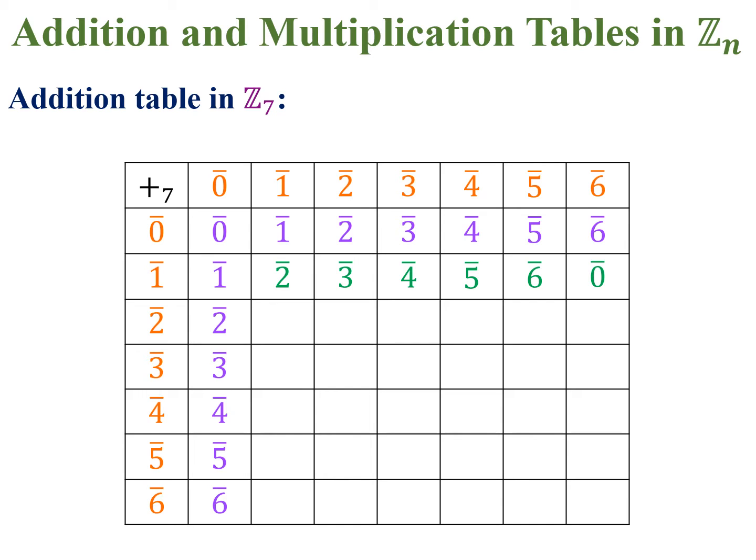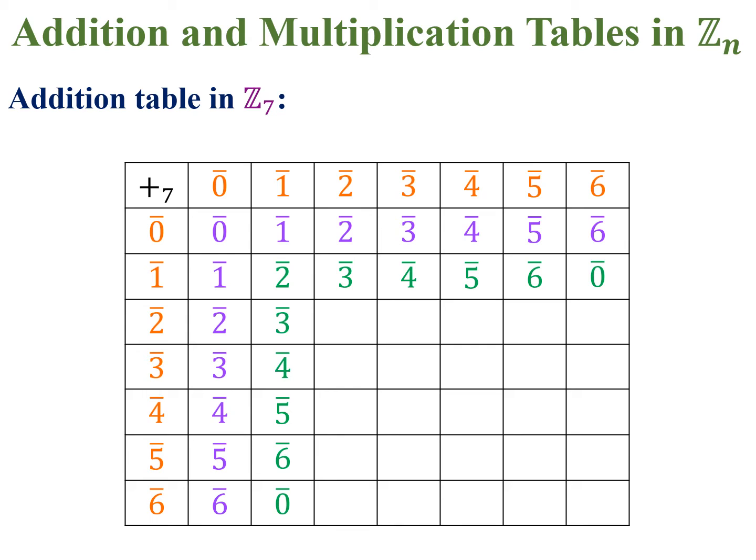Similarly, you can get the same values in the remaining cells of this column. Class of 2 plus class of 1 is nothing but class of 1 plus class of 2. Here we will get 3, here we will get 4, 5, 6 and 0 in this way.